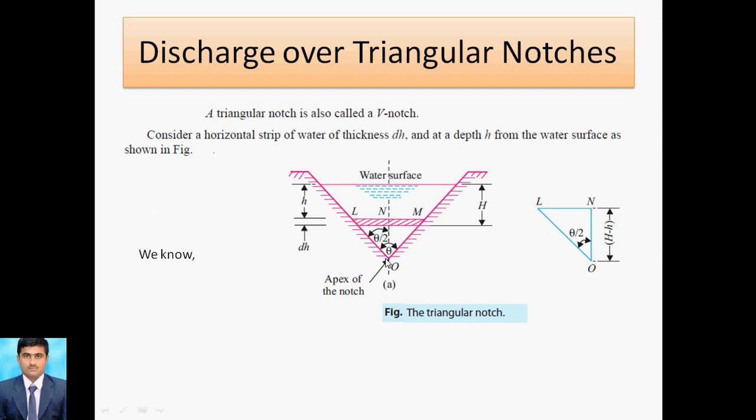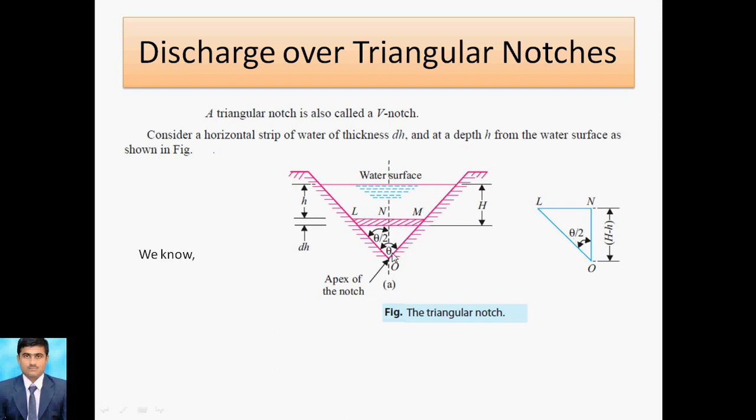Actually, we have to give the triangle name, that is LON, or you can say LOM. So LON becomes the angle theta by 2. How is it calculated? For the side ON, how do we calculate ON?